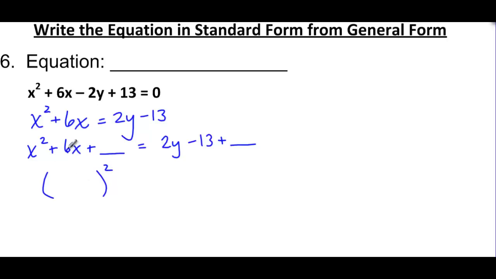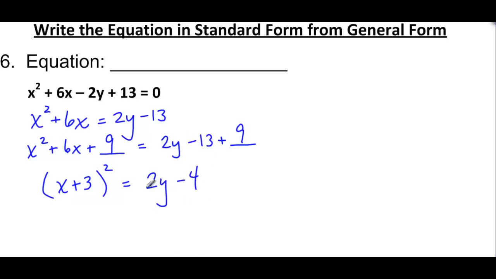And if you remember how that works, half of 6 is 3. And if I have 3 plus 3 is 6, 3 times 3 is 9. If I factored this trinomial, I would get x plus 3 times x plus 3. But I can't add 9 to the left unless I add it to the right. Now the right-hand side becomes 2y minus 4.